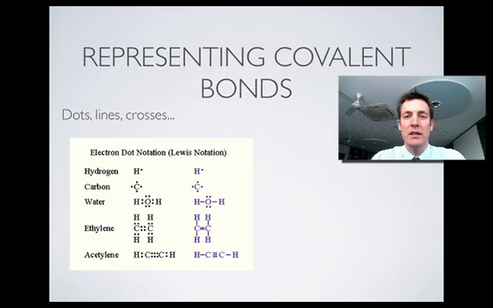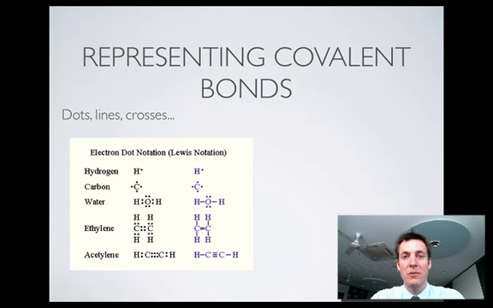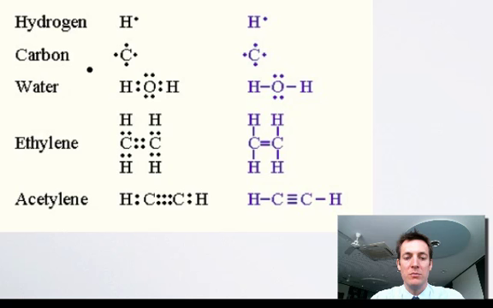And finally, just a couple of different ways that you might see covalent bonds represented. In electron dot diagrams, we often use dots to represent electrons, unsurprisingly. Here's a hydrogen atom with its one electron shown as a dot, a carbon atom with four. Here's a water molecule, which is hydrogen atoms sharing electrons with oxygen. You can show them as pairs of dots. You could show them as pairs of crosses if you prefer. There's no difference between those things.